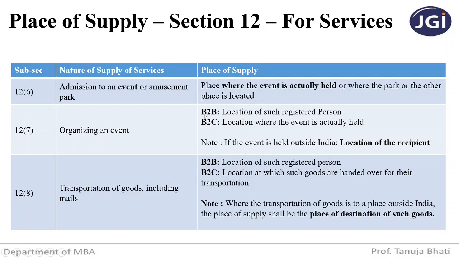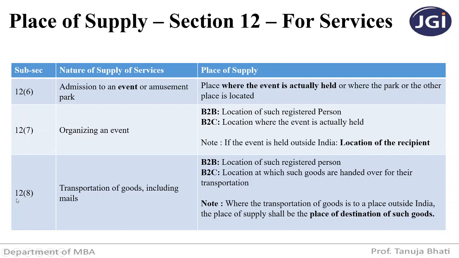So in case of B2B, it is the location of such registered person, which means the recipient's location. Okay, and B2C is the location where the event is actually held. And note, if the event is held outside India, it is always going to be the location of the recipient.